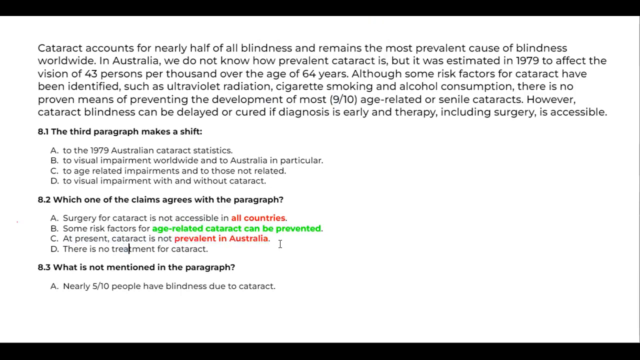There is no treatment for cataract. No, treatment is available, but they are not proven treatments. They are not proven, like Ayurveda or homeopathy. So maybe allopathy will never agree with most of the Ayurvedic or other branches of treatment.